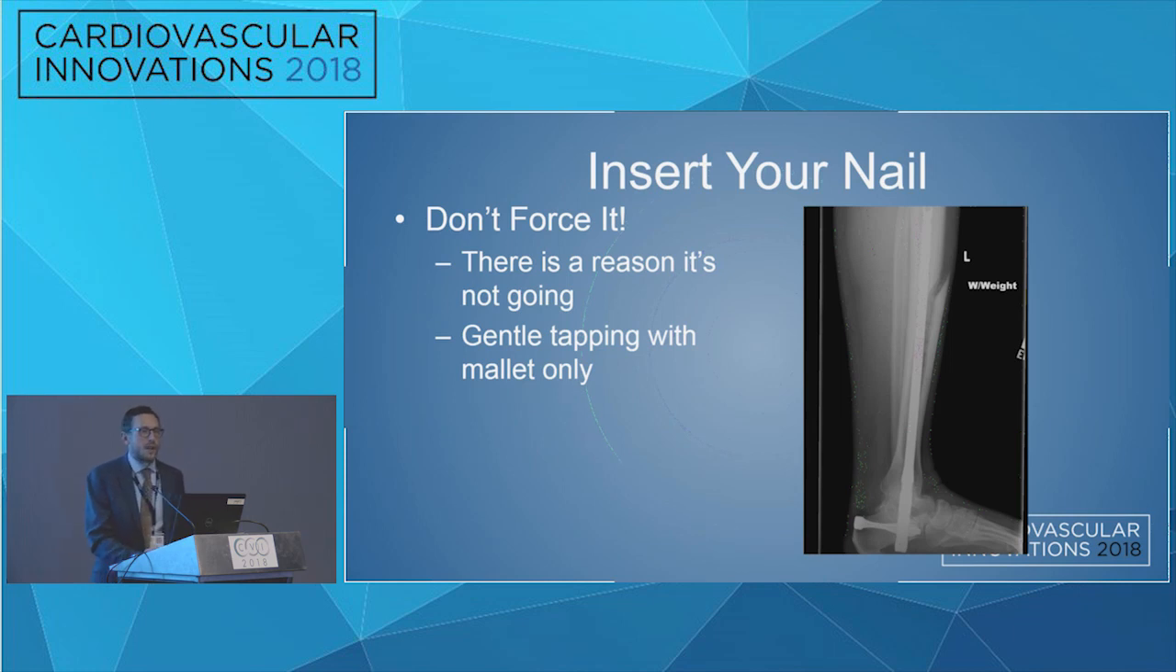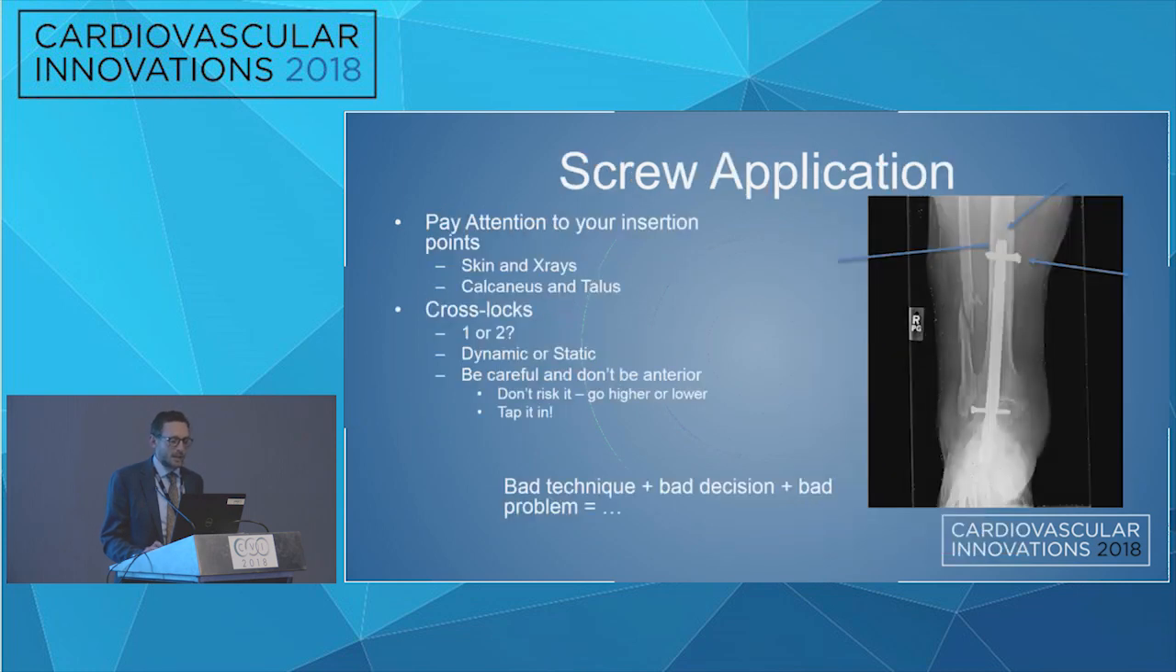This is one I did when I was a resident. It's great to learn when you're a resident and do things. You don't ream high enough and you try and smack a nail past something. If it's not going through, it's probably for a reason. We didn't ream high enough and we break the anterior cortex of the tibia all the way down. Again, we pull out our shorter nail, we ream higher again, we put in a longer nail.